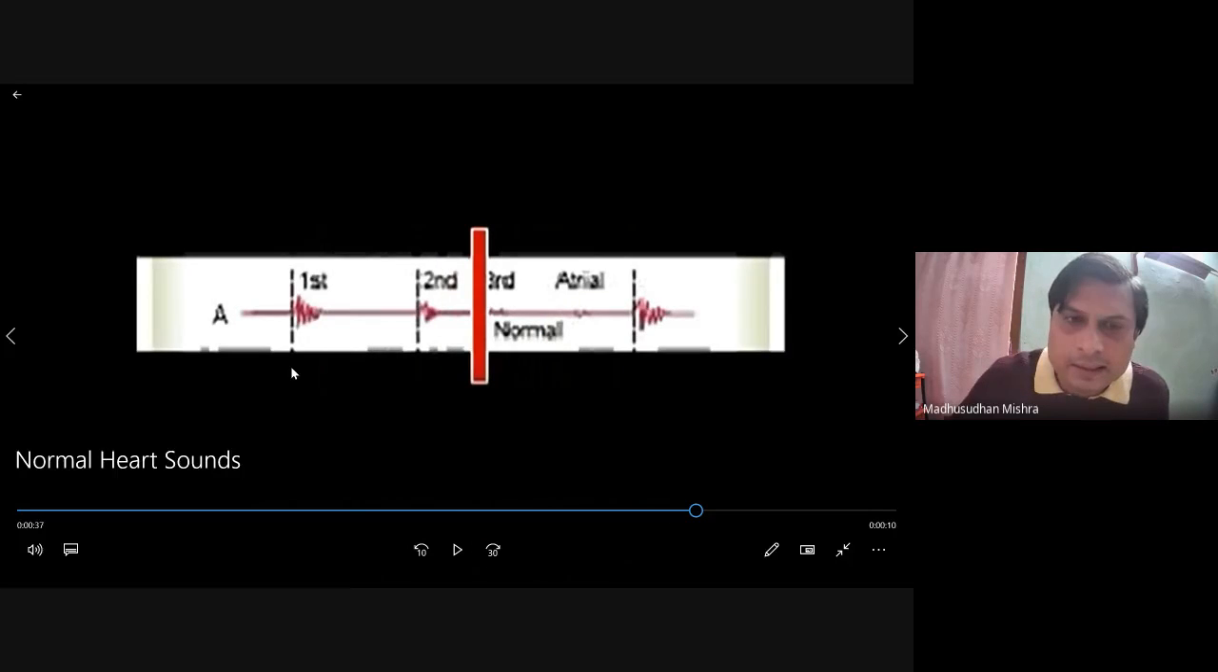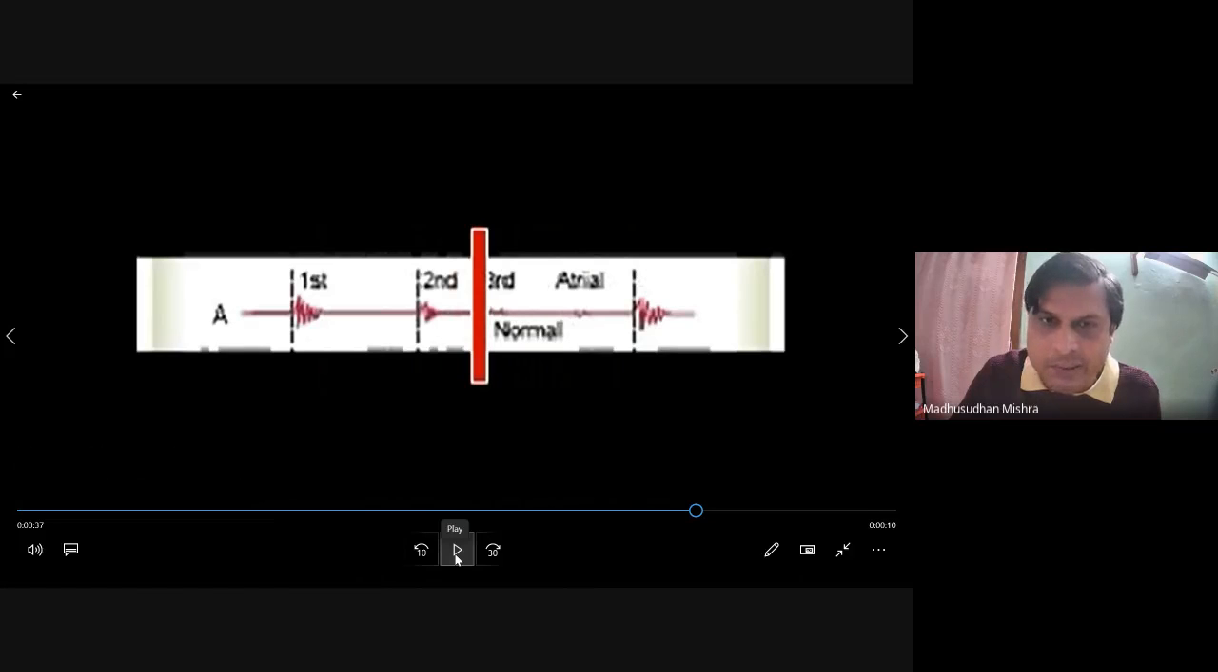So here, this is the first heart sound S1, and this is the second heart sound S2. We can hear it like S1, S2, S1, S2. The time between the first heart sound and the second heart sound is called the systolic time, and this time is less compared to the time difference between the second heart sound and the first heart sound.